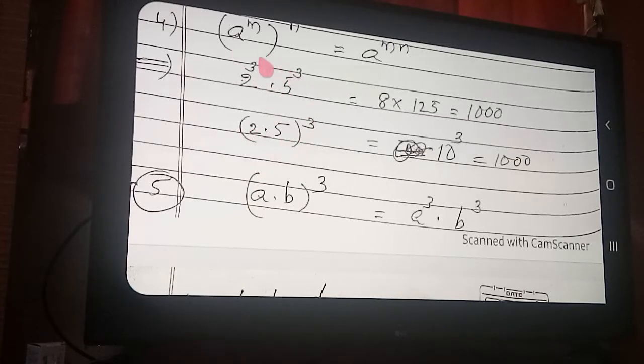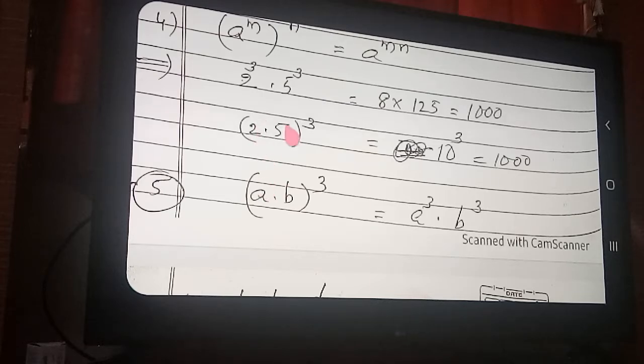And now, when is this possible? If the index is the same, then only is the formula possible. In any other case it is not possible, so verify that. The index here is 3, and here also 3, then only can we apply it. So 2 into 5, the whole cube. 2 into 5 means how much? 10. 10 the whole cube means how much? 1000. Here we got 1000, and here also 1000. So we are able to write the formula.